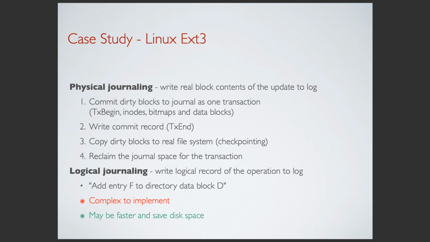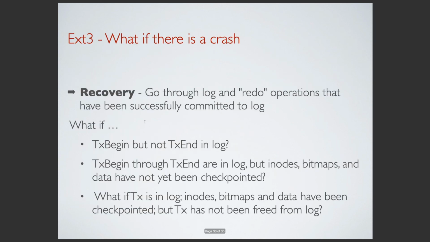You have another approach, which is logical journaling. You only write the logical record. I mean, here, you can say, for example, we are going to add an entry F to directory D and that block and so on. But usually we use physical journaling. That's what ext3 is actually using, right? This is faster because it saves on disk and so on, but it's actually better to keep track of everything.